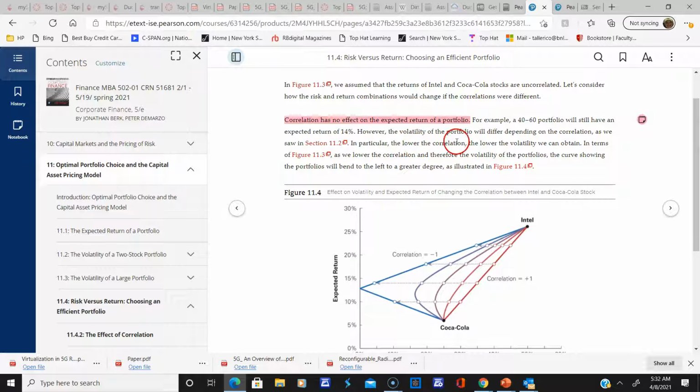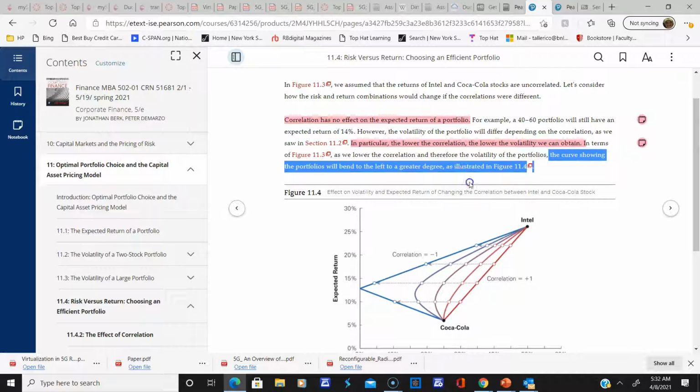In particular, the lower the correlation, the lower the volatility. Okay? So we understand that, right? The lower the correlation, the lower the volatility we can obtain here. So that's where correlation starts coming in. In terms of figure 11.3, as we lower the correlation and therefore the volatility of the portfolios, the curve showing the portfolio will bend to the left. So you can clearly see the expected return isn't changing, but it's bending to the left to give you lower volatility. All right, so this is important.